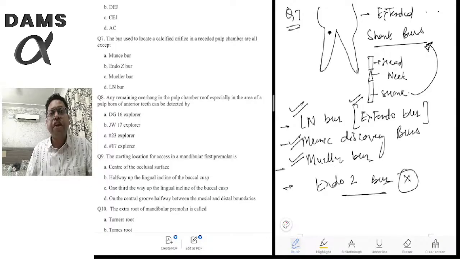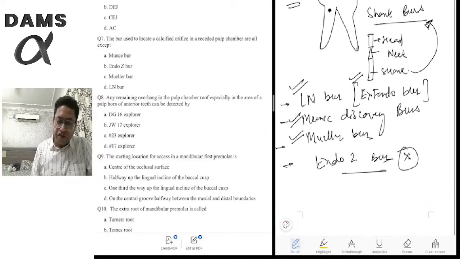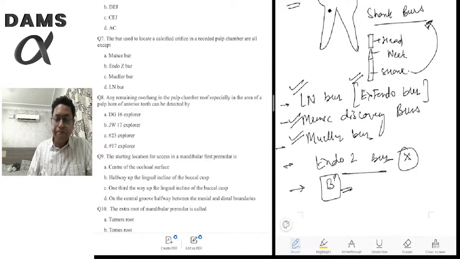It is used for the regular access cavity preparations in a normal pulp chamber where the root canal orifices are located in their original position. Okay. So, which is not used? Question number 7, option B would be the answer. I hope all of you understand which burr is used for locating the deep-seated root canal orifices.